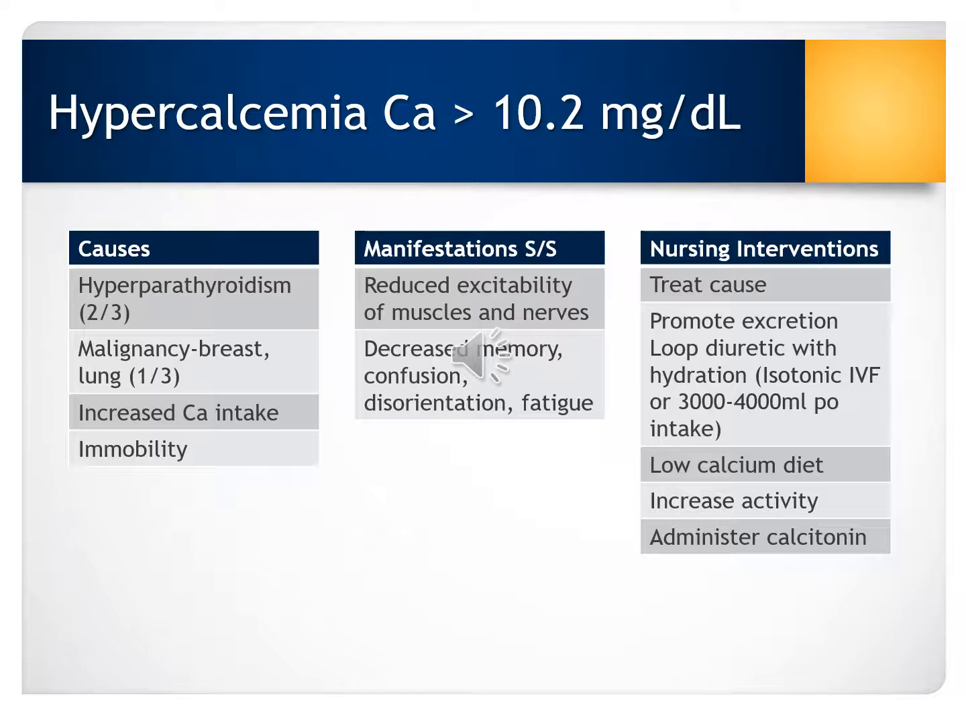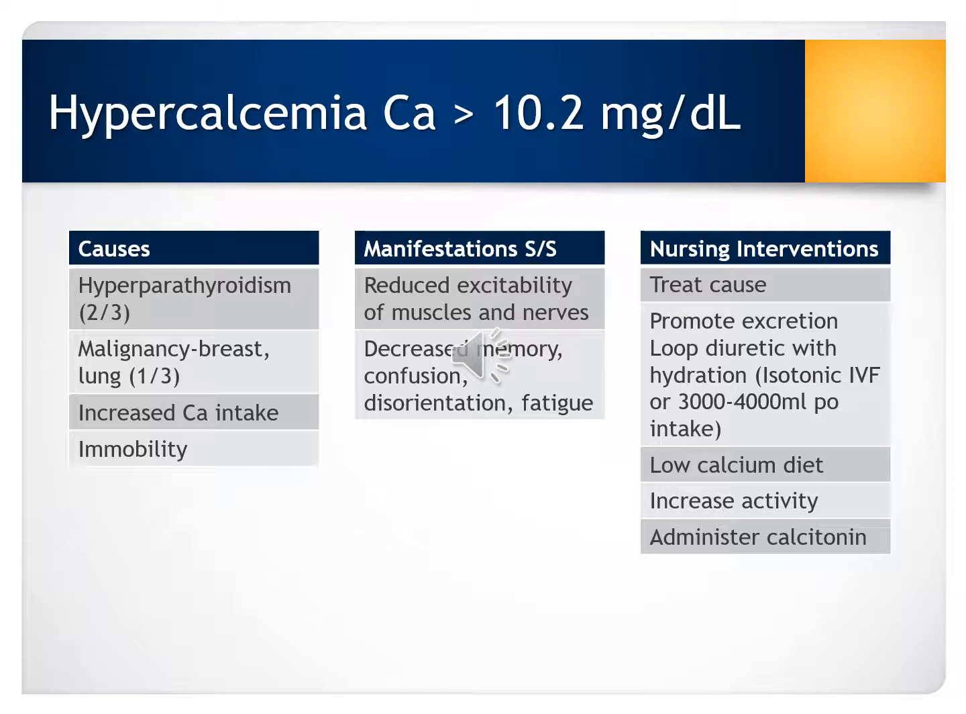It can also happen from excessive calcium intake, which sometimes can be just from the dietary intake of calcium, but it can also happen from someone taking too many antacids that contain calcium. Prolonged immobility can also result in bone mineral loss, which increases plasma calcium concentration. So signs and symptoms you might see is reduced excitability of muscles and nerves. They may have decreased memory, confusion, disorientation, and fatigue.